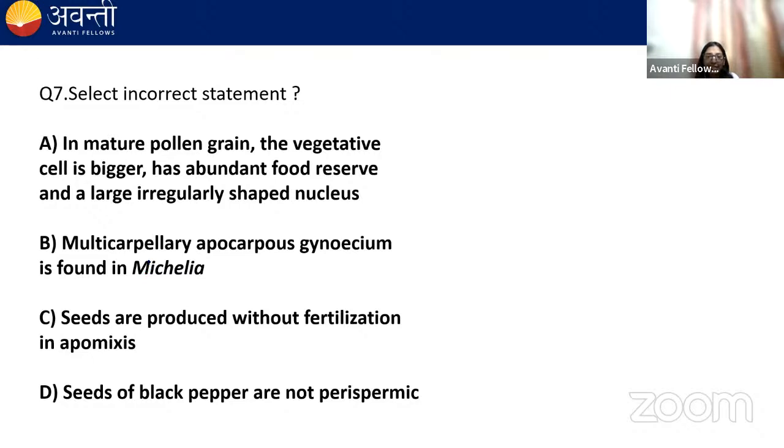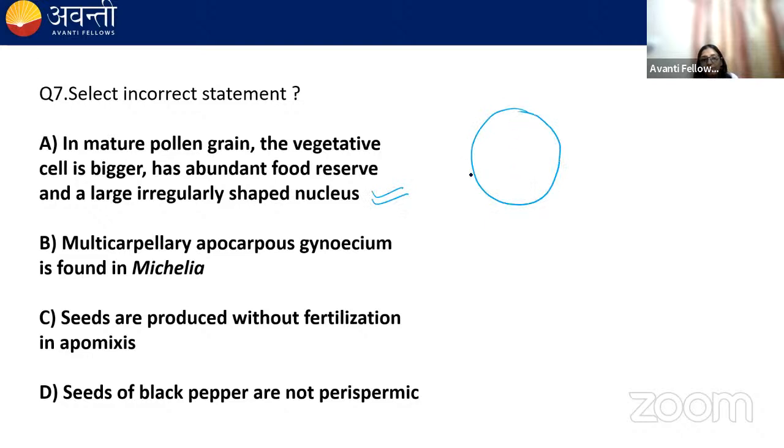Okay, D. MS Gauri Lakshmi says D. Okay, so those who have answered D, they're absolutely correct. Because option A says immature pollen grain, the vegetative cell is bigger, has abundant food reserve and a large irregularly shaped nucleus. This statement is absolutely correct.